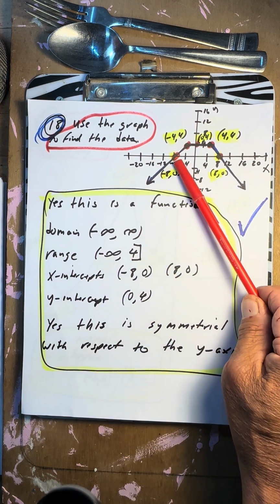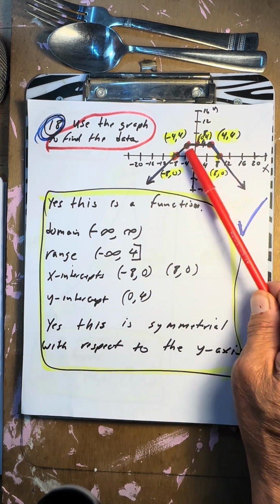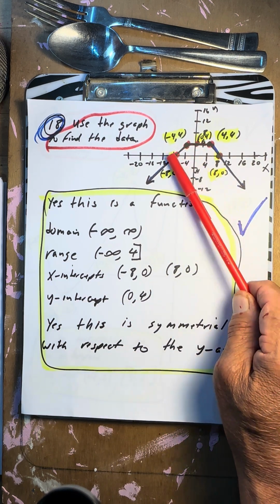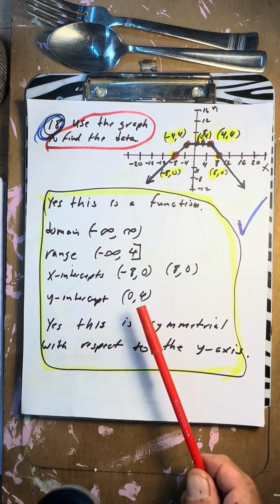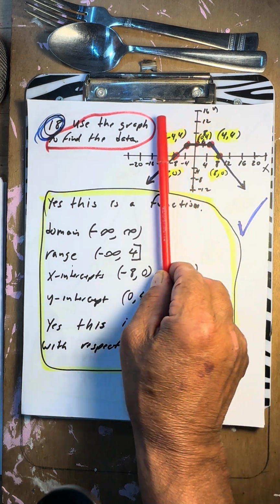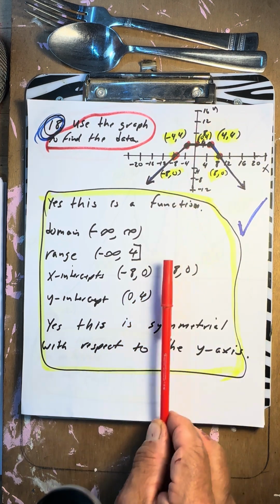X-intercepts, negative 8, 0, and 8, 0 right there. Y-intercept, go up to 0, 4. Yes, this is symmetrical with respect to the x-axis. See, half of it's there, half of it's there, right there. Okay.